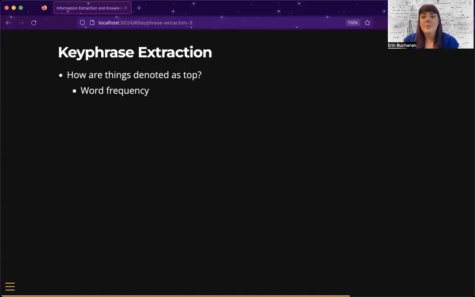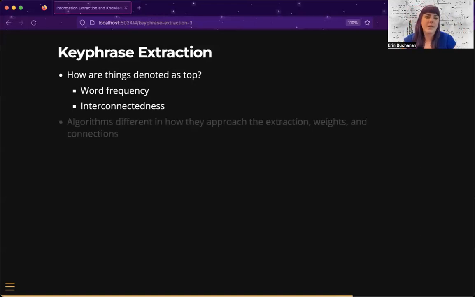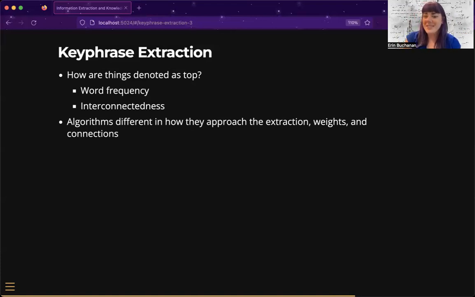But nouns that are more frequent might be what the text is about. Then you grab its interconnectedness. What you can have are little local clusters. So here's a set of keywords that all cluster together and they're all interconnected to each other. So that's likely pretty important. And the difference is, there's one called YAKE, RAKE, there's BERT, there's a couple of them. Those all differ in their approach to providing that extraction, the weights, and the connections.